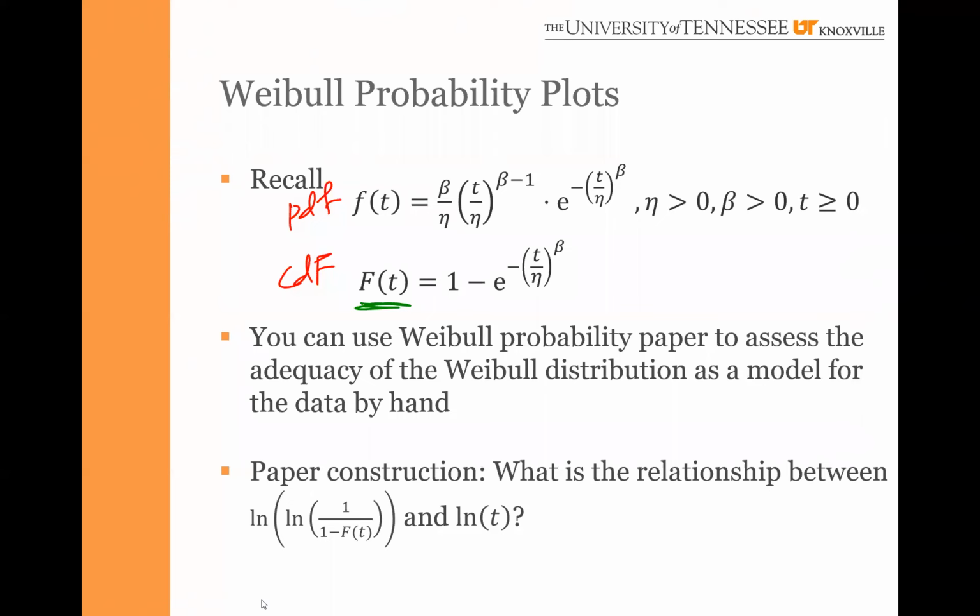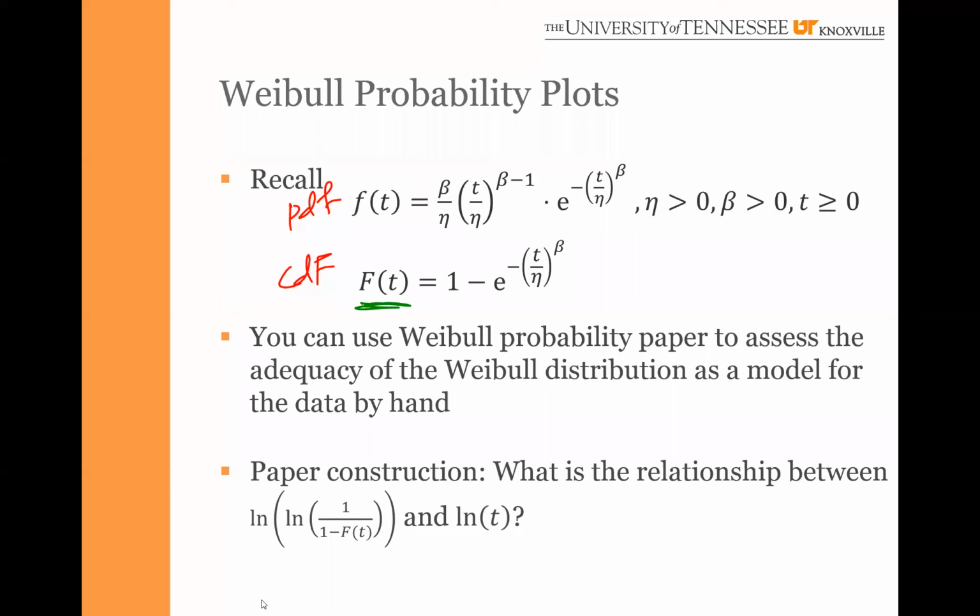Linear. Who said linear? There we go. It is linear, right? So your first clue was that I said we want to plot them against each other and through a linear line, to say that they are coming from that distribution.